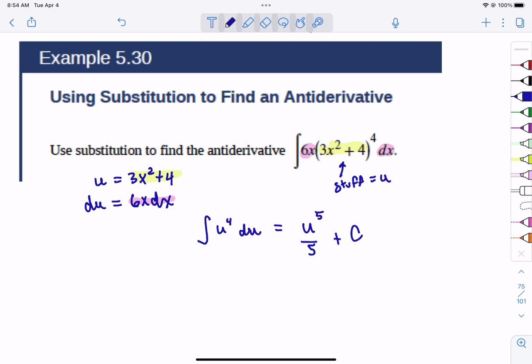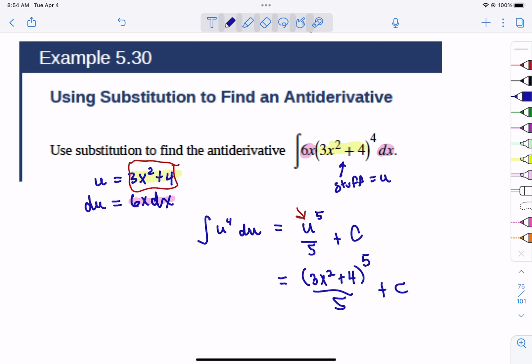Now, our original problem had x's in it. Our final answer has to have x's in it. To solve it, we have to put it back in. So remember, our u is equal to 3x squared plus 4. That's going to go right there. So you're not done until you rewrite it as an x again. And so we're going to get the quantity 3x squared plus 4 to the fifth, all over 5 plus c.